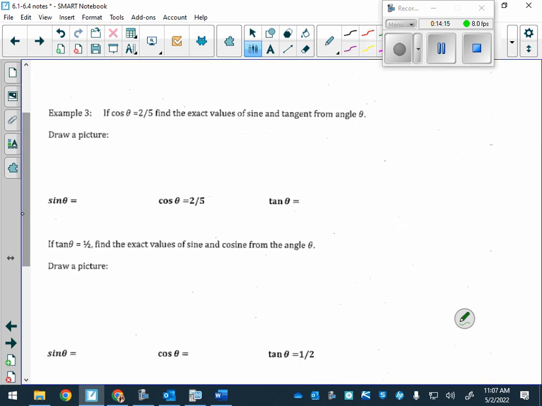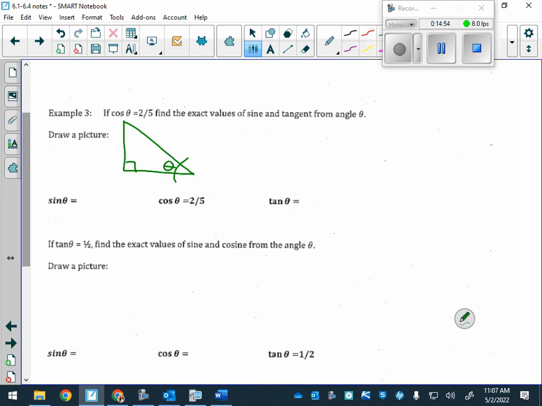So now, if we're given cosine of theta is 2/5, we're going to draw a picture of a right triangle. And it doesn't matter where you put theta, as long as your right triangle is where it is. So I'm going to put theta here, and the next one I'll put a theta in another direction. So say this is theta. We're given cosine of 2/5. So cosine is what in terms of SOHCAHTOA? Yeah, Andrew.